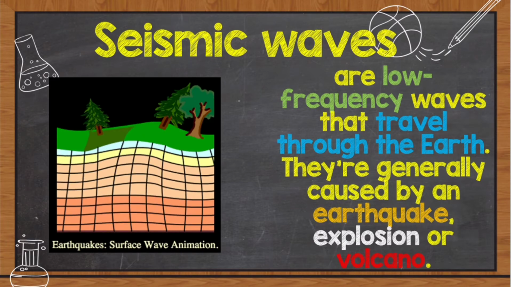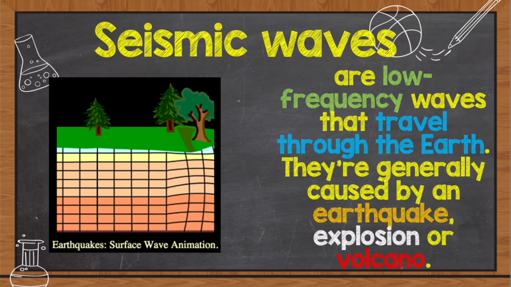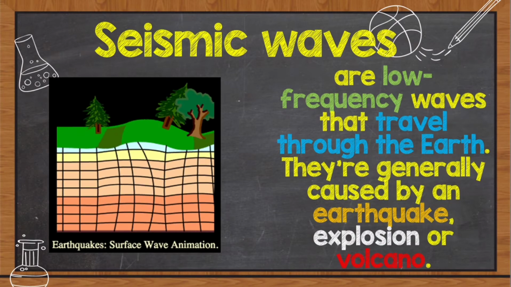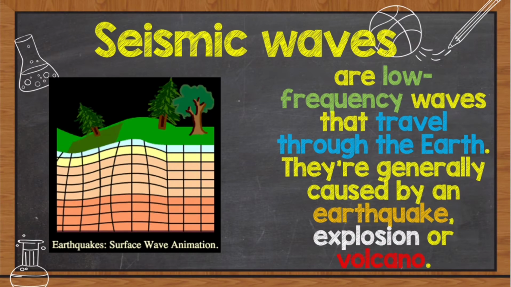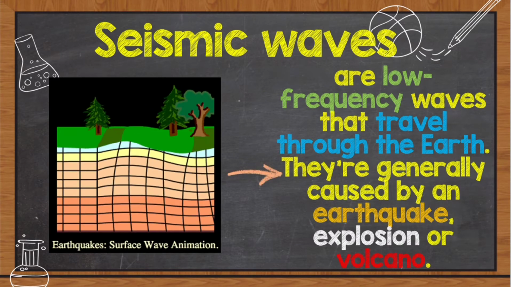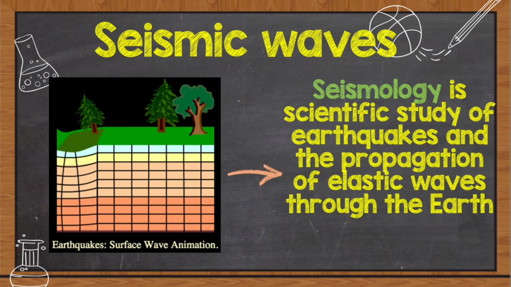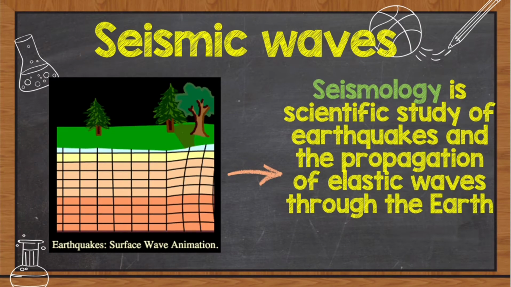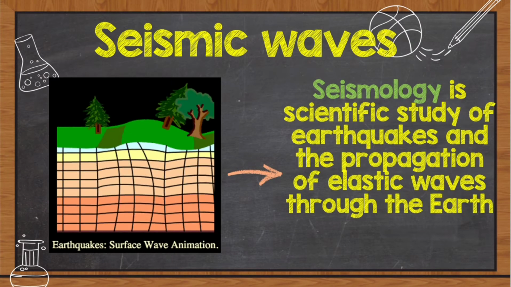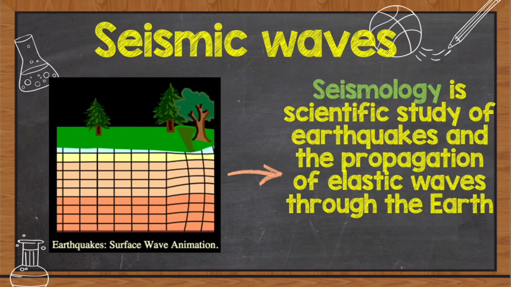Seismic waves are low-frequency waves that travel through the Earth. They are generally caused by earthquakes, strong explosions, or volcanic activities. Seismology is the scientific study of earthquakes and the propagation of elastic waves through the Earth.